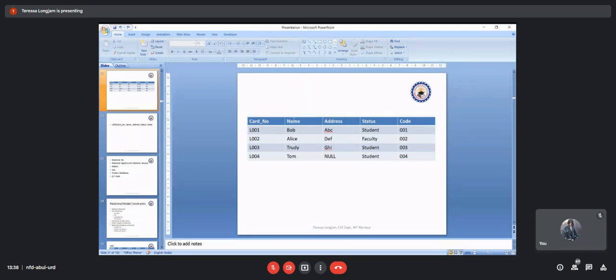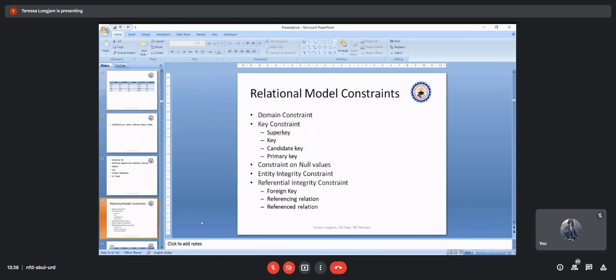But here from all these candidate keys, we can select only one and make it the primary key. So I will select card number. You can select code also, but for me, I will select card number and make it the primary key. If it is a primary key, then the entity integrity constraint says that we can't give the value null for this primary key. It cannot be null. So that is entity integrity constraint.